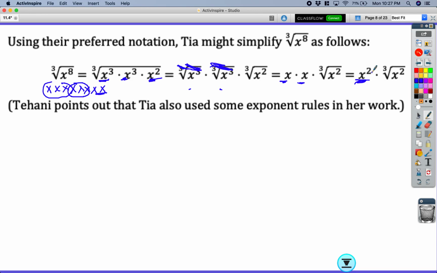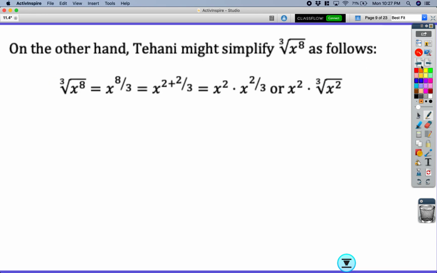Tony points out that Tia also used some exponent rules in her work. She used a bunch. On the other hand, Tiana might simplify the cubed root of x to the 8th the following way. She says, okay, I know that this is the root and this is the power, so I can write it as x to the 8 over 3. Now, if you turn this into a mixed number, we know that this is basically x to the 2 and 2/3. And they just wrote it as 2 plus 2/3.